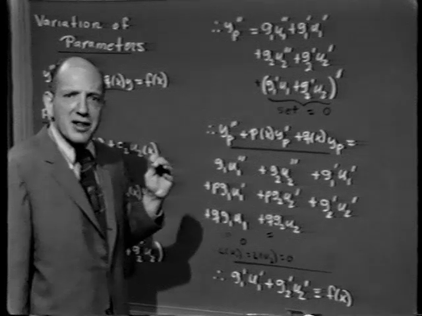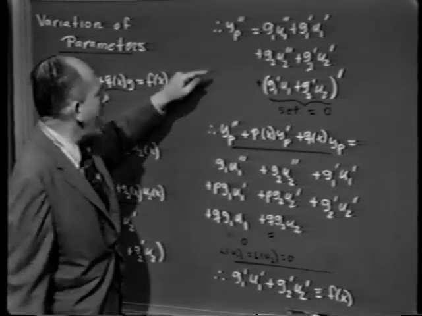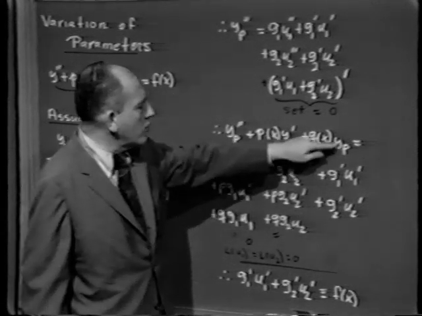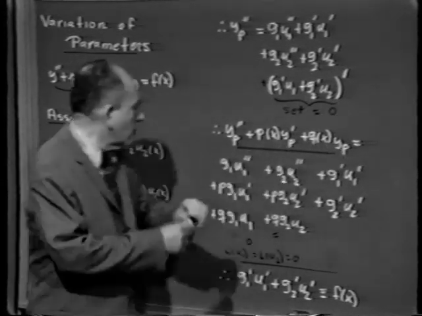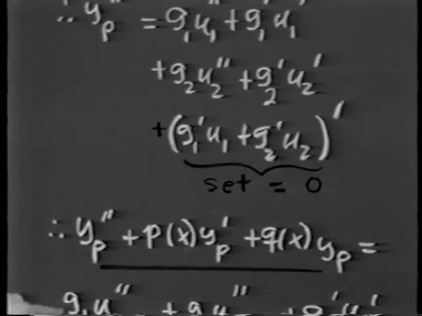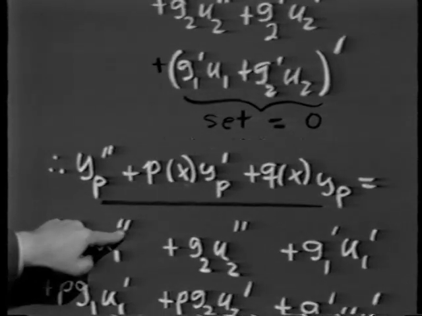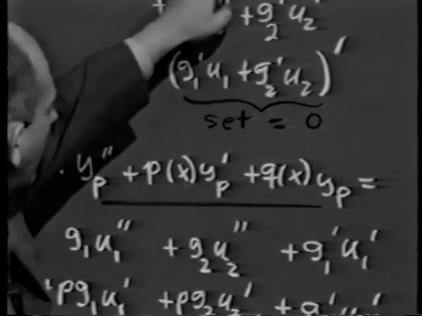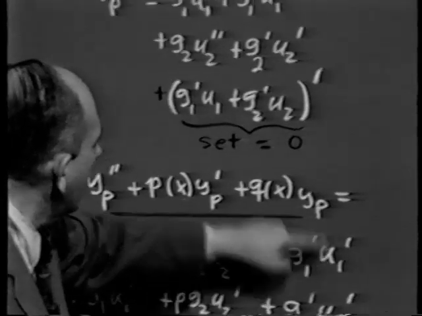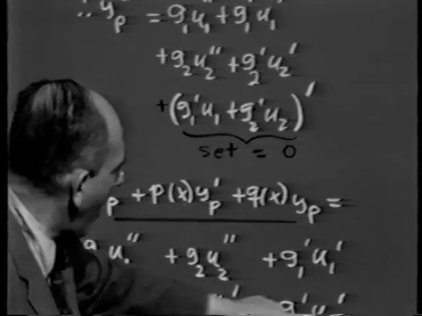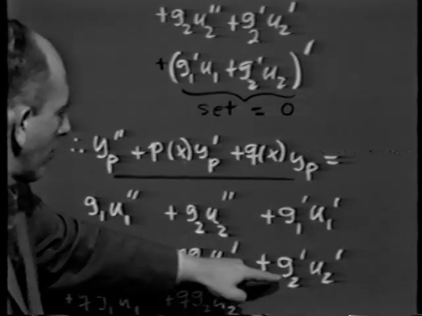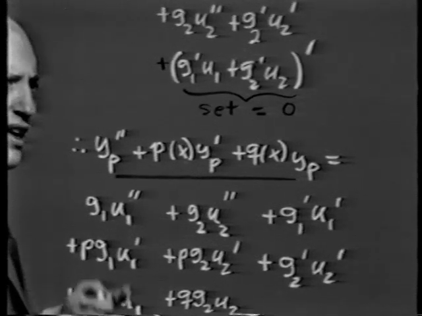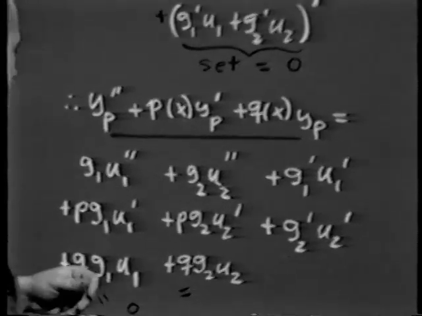Once I set this equal to 0, look what happens when I compute yp double prime plus p of x yp prime plus q of x yp in general. Look what happens. I get what? I get a G1 U1 double prime term, right? Plus a G2 U2 double prime term, plus a G1 prime U1 prime term, plus a G2 prime U2 prime term. That all comes from yp double prime. I'm lining these things up judiciously, you see, to have you see more emphatically what's going on here.